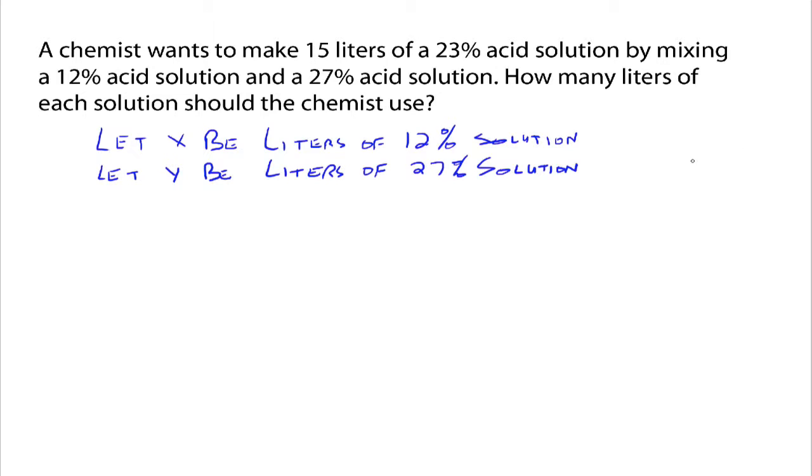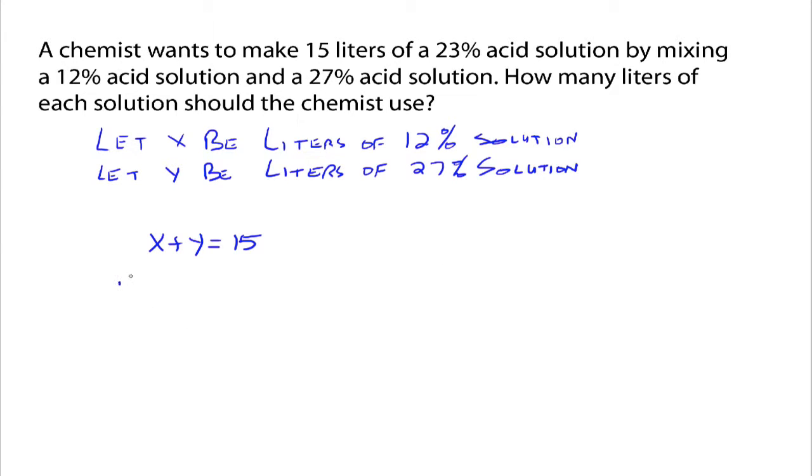That's the number of liters of each solution we want. We know we want to make a total of 15 liters, so x plus y has to equal 15. The number of liters of 12% plus the number of liters of 27% equals the total number of liters. So there's the first equation. Now we've got the percentages that we need to bring in. If x is the liters of 12% solution, how do we calculate that 12% of that total amount of liters, x, is acid?